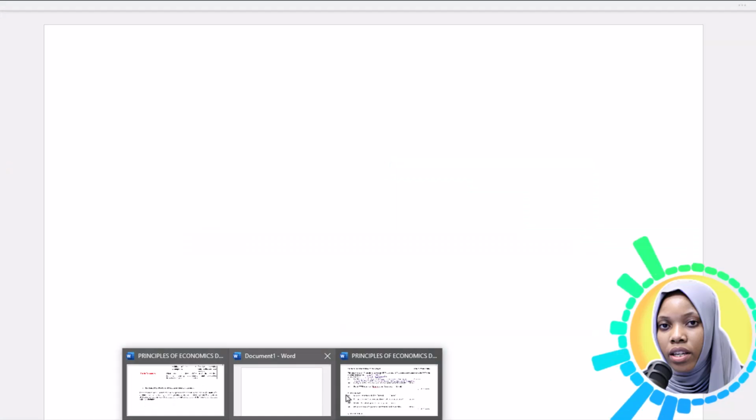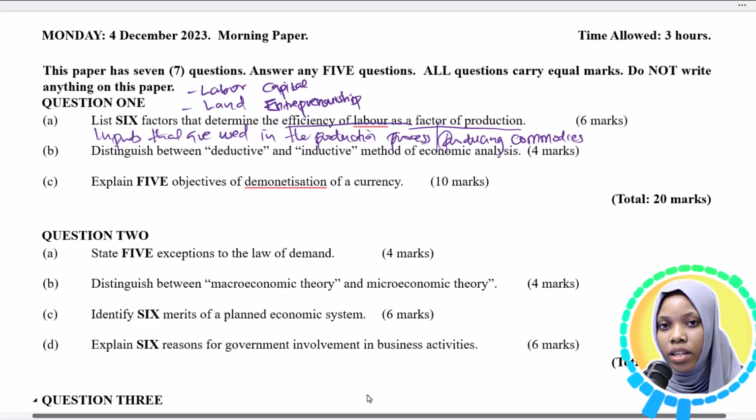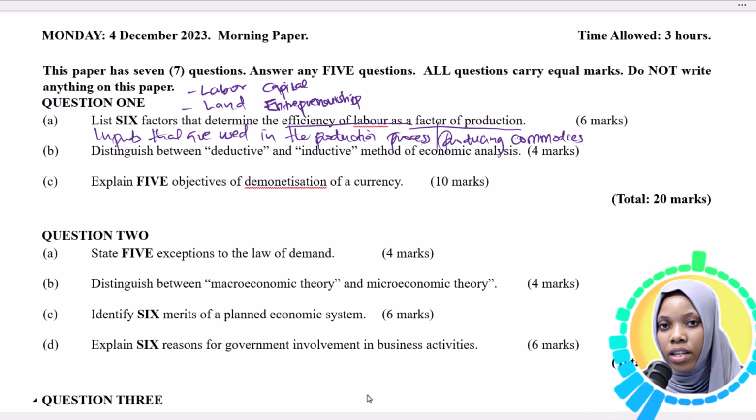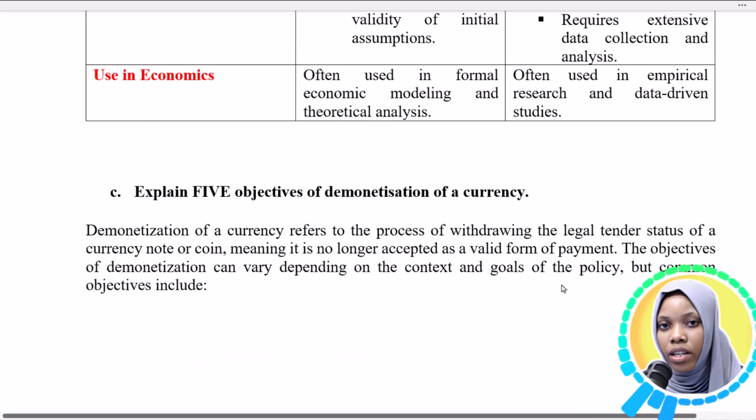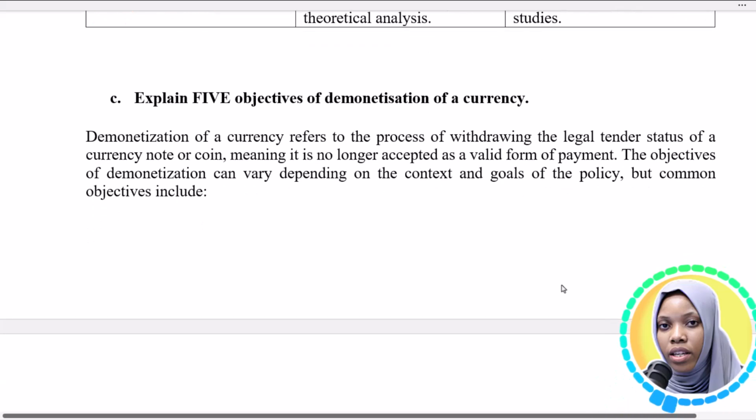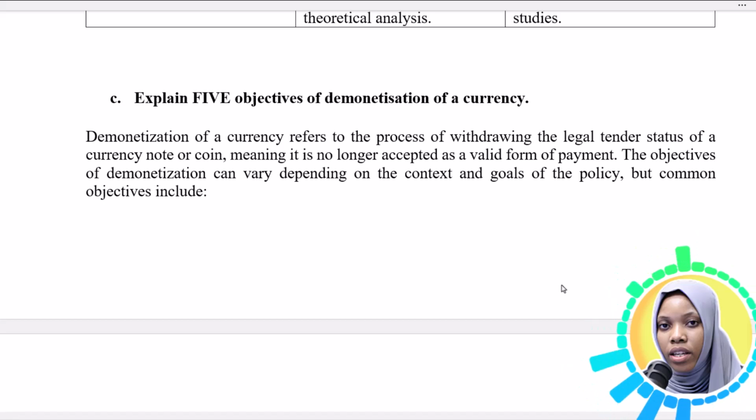And let's move to part C, which requires us to explain 5 objectives of demonetization of currency. We are directly going to read through the answers. Let's first define what demonetization is. Demonetization of a currency refers to the process of withdrawing the legal tender status of a currency note or coin, meaning that it is no longer accepted as a valid form of payment.